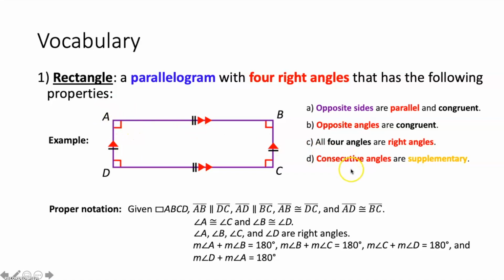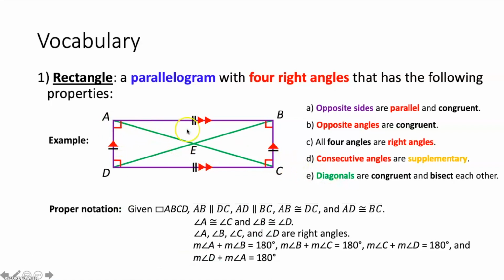The last property of a rectangle would be that diagonals are congruent and bisect each other. So if I were to draw the diagonals of this rectangle, segment AC and segment BD, those are congruent to each other because this is a rectangle. Not only that, but the diagonals also bisect each other. So segment AE or EA would be congruent to segment EC or CE. Segment BE or EB would be congruent to segment DE or ED. All of those are true because this is a rectangle.